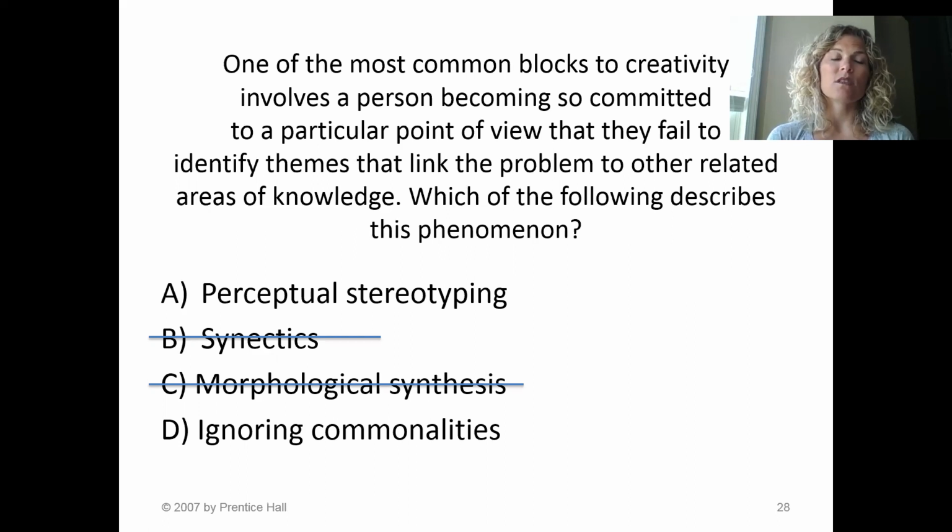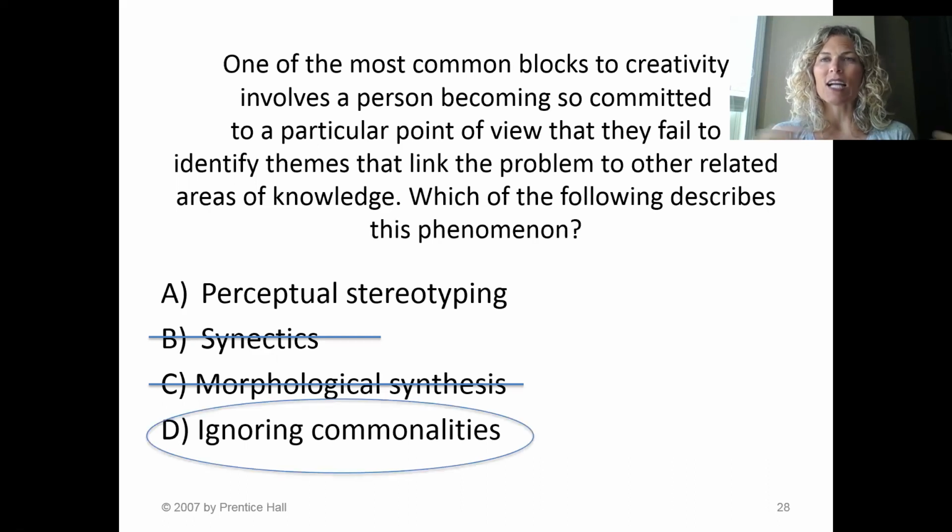Right, so for this example, you can really just cross those out right away because they're looking for one of the most common blocks to creativity, not a particular technique to overcome a block. So of the two that we have left, we're looking at the one that fails to identify themes, and that's the idea of ignoring commonalities, right? And seeing these connections. Synectics, B, is really a technique that helps us overcome this particular block. And again, we'll look at that more in class with an example that we'll do.